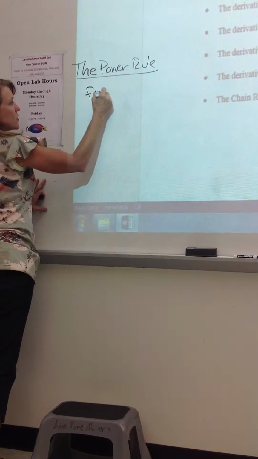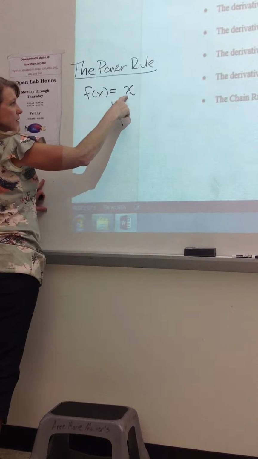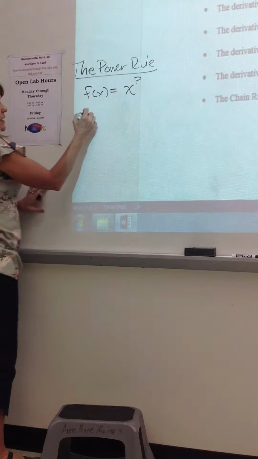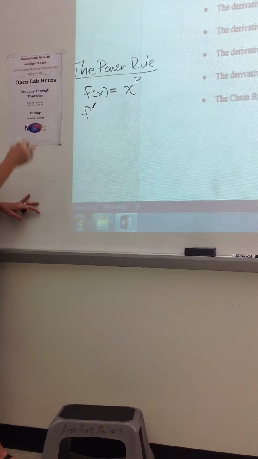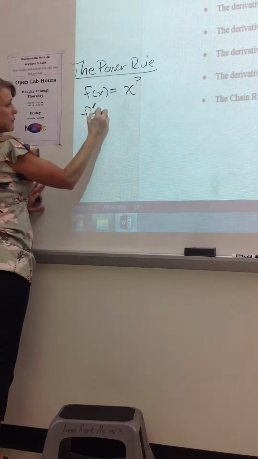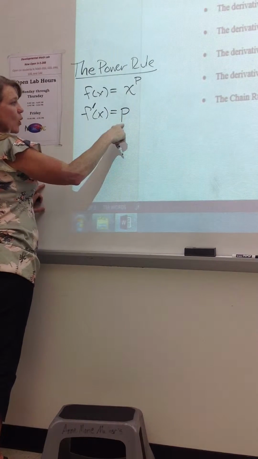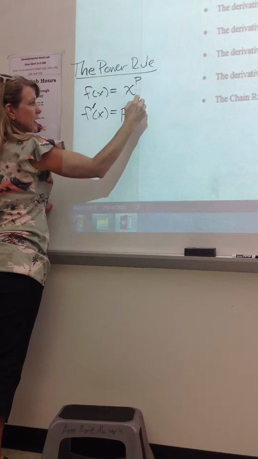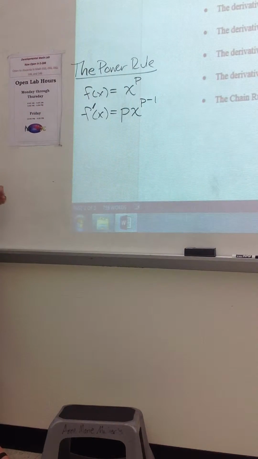is that if your function is the variable, the base x, to some power, then its derivative, and remember we had that little shortcut notation, we call it f prime, the derivative is equivalent to the old power now is a coefficient multiplying x, and the new exponent is 1 less than the exponent was before.